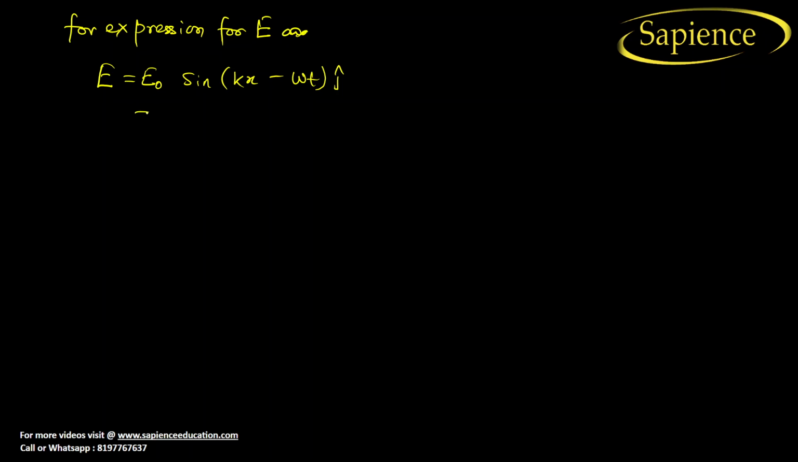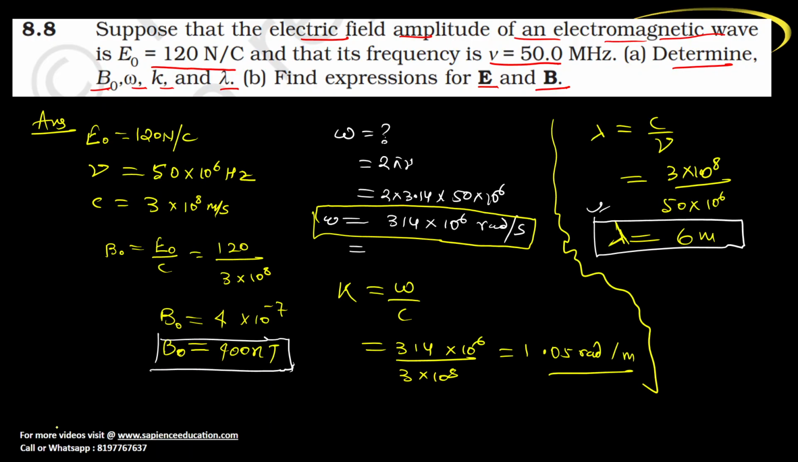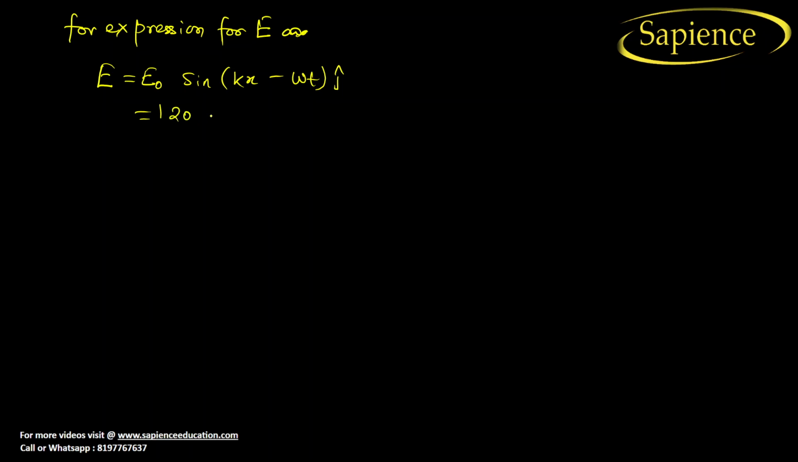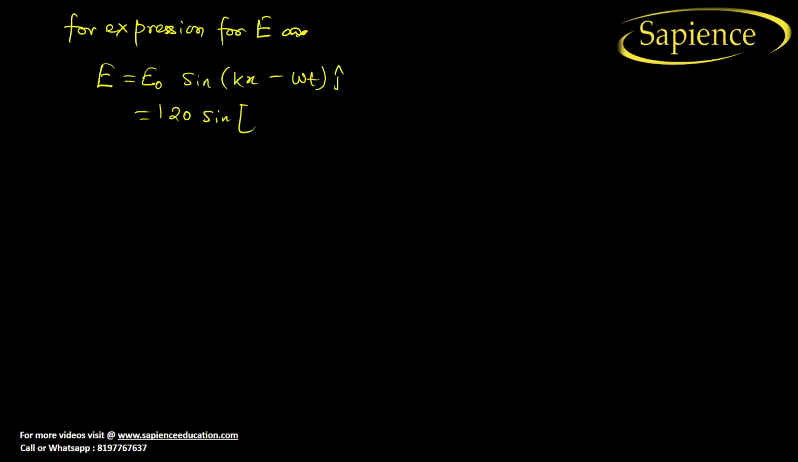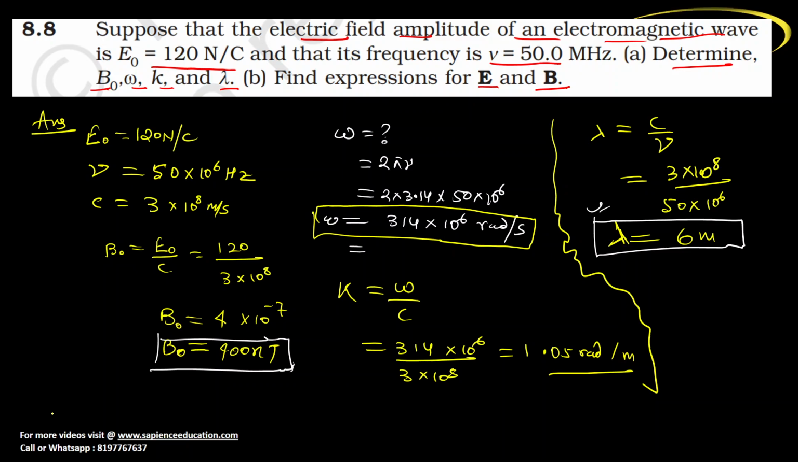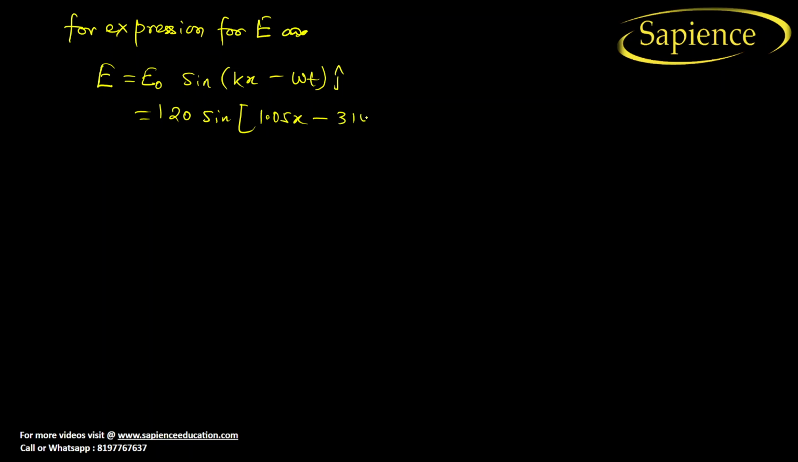So we can put in the values. E is equal to how much? E naught is 120. So I have given 120 into sine of k, which is 1.05, times x, minus omega. All are in standard units, so don't worry. Again check omega: omega is equal to 314 into 10 power 6, into t, right, into j cap.